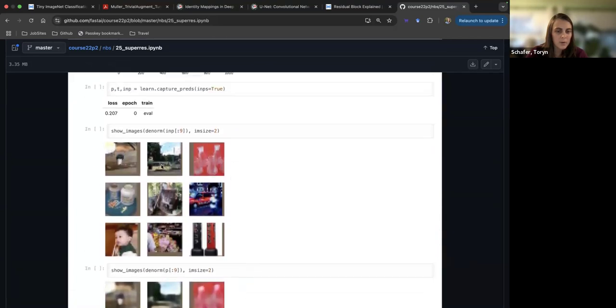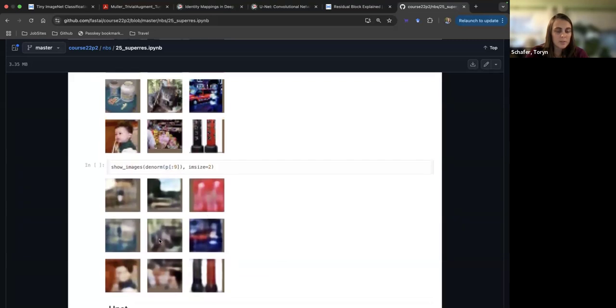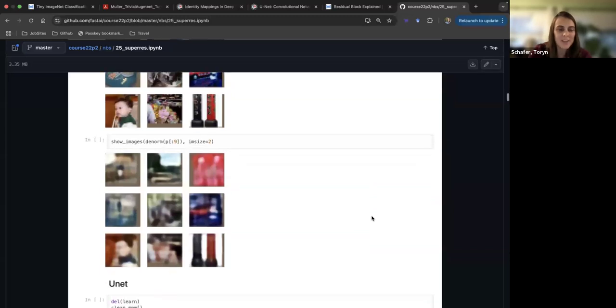Okay, so here's the inputs, and here's what the autoencoder does. It basically just gives you an extremely smooth version of your low resolution image. You wash out all of the details, so you can't see anything anymore.